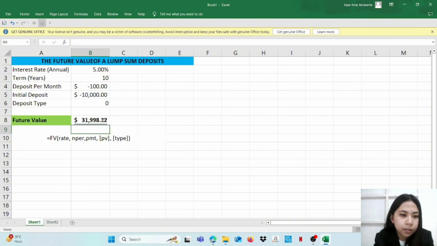And we will get the future value, which is $31,998.32. So, ganun lang kadali kunin yung future value ng lump sum deposits using the FV function of Excel.